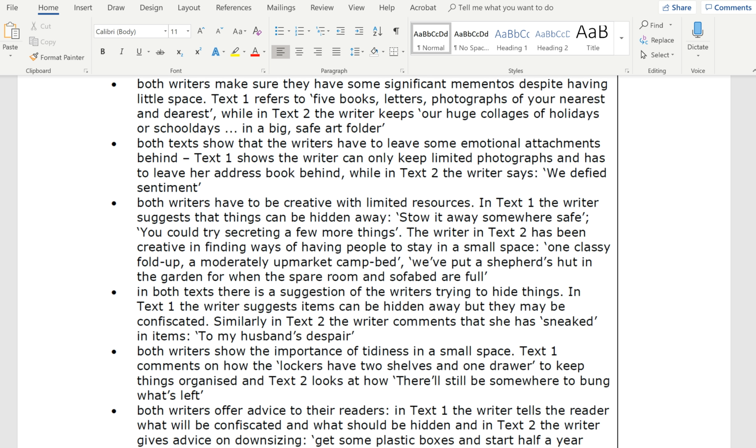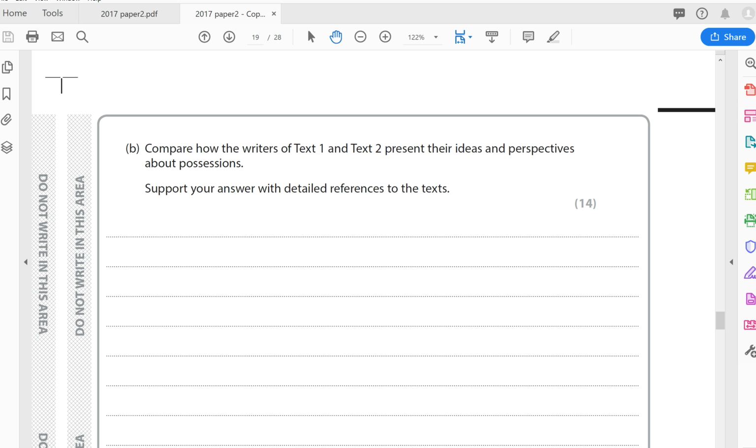Okay, so we're going to move on to 7b now. 7b will always be worded like this: compare how the writers of text 1 and text 2 present their ideas and perspectives about, and then it will be whatever the text is about. In this case, it's about possessions. Support your answer with detailed references to the text, so you need to make sure you're putting your quotes in here again.